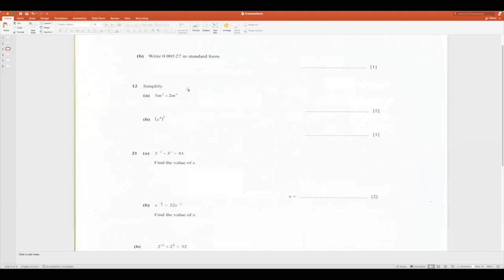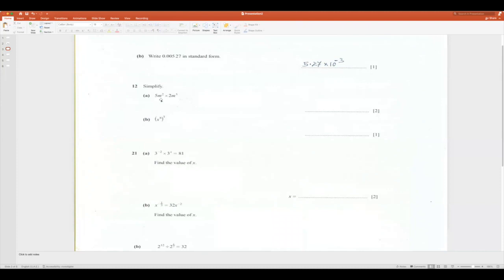Write 0.00527 in standard form. We know the rule that we have to put the decimal after the non-zero value. So these are zeros, so 5 is the non-zero value. This decimal point is going right side, 1, 2, 3. So 5.27 into 10 to the power minus 3.